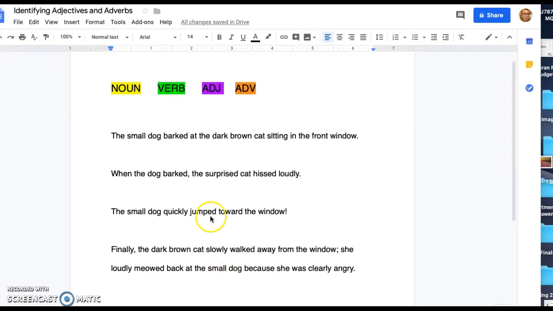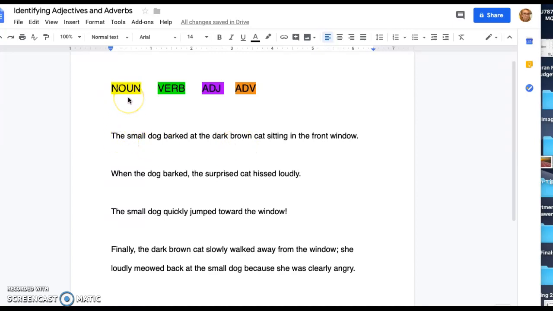The first thing that I do is I identify the noun first. So up here, just to give you a guide, I have written noun, verb, adjective, and adverb, and I have put each of these in a different color. I'm going to then identify each of those in the sentences below by highlighting them. So I always recommend looking for the nouns first. If you look for the nouns first, then you can sort of work backwards to find the other pieces that are in the sentence that may lead you to an adjective or an adverb.